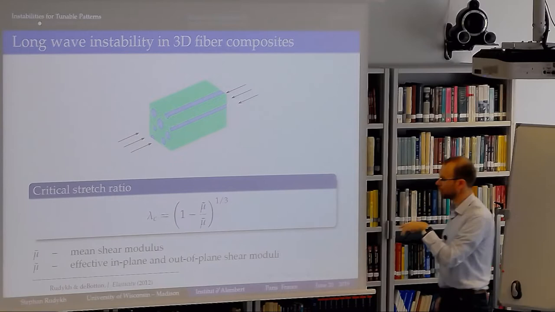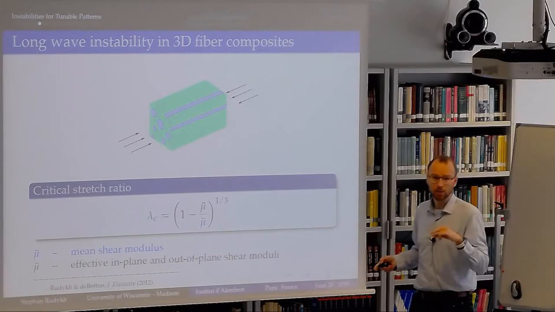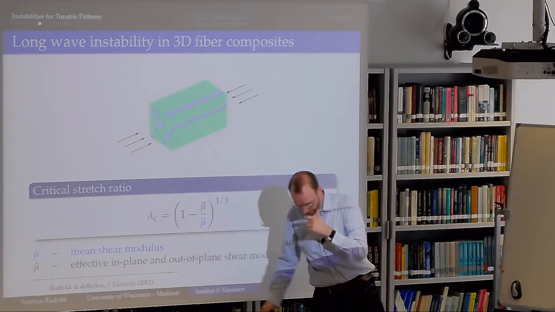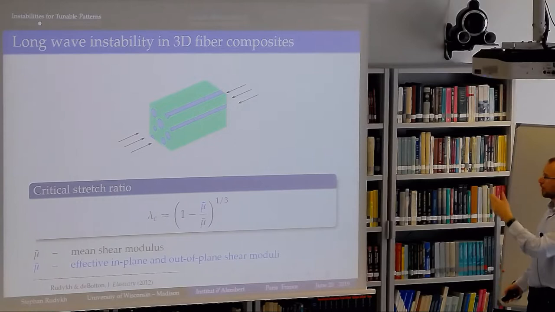So this is a critical stretch, and it's a compact expression in terms of effective moduli that are given in terms of volume fractions and material properties. That's the only information that we need to get the critical strain or critical stretch: what are the properties of each phase, and what is the volume fraction, how much of the stiff or soft materials we put in here. And then we can predict the onset of buckling.